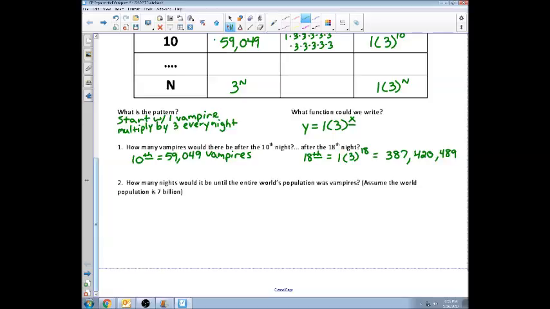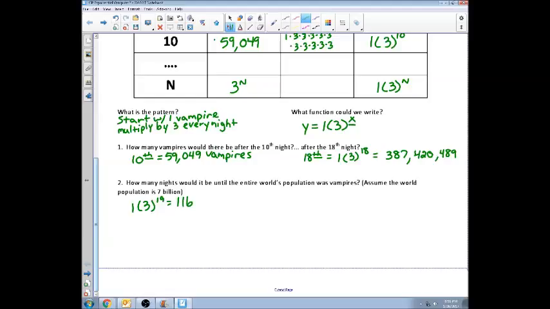All right, so all we're going to do here real quick is guess and check. Since we know that after the 18th night we have not hit 7 billion, why don't we check the 19th night? Well, how do I do that? I'm going to take 1 times 3 to the 19th, which I haven't actually typed into my calculator yet.